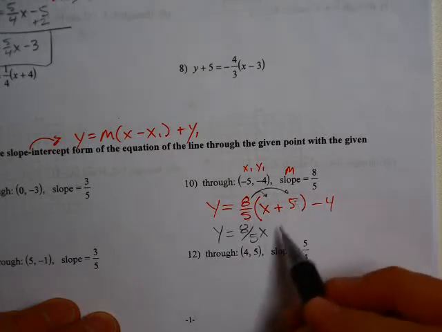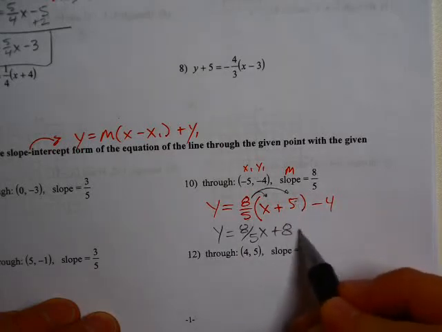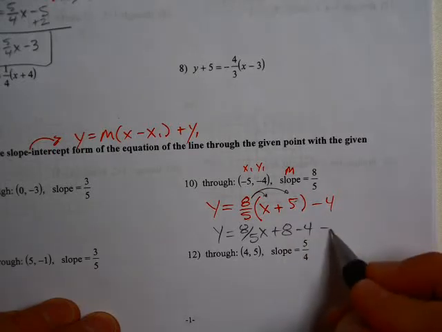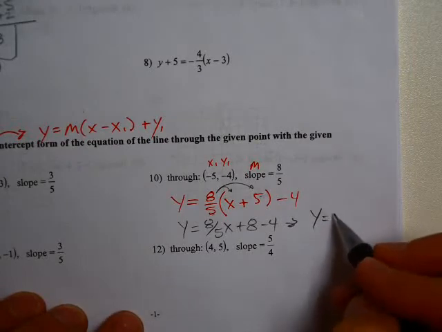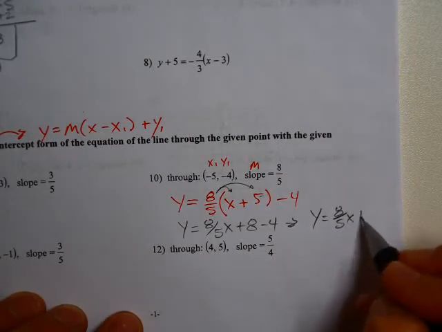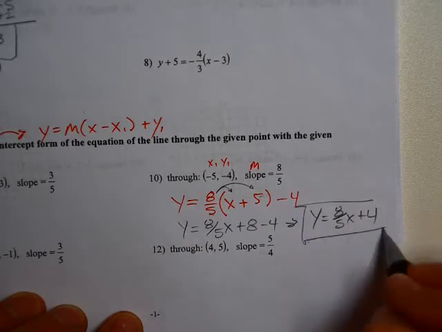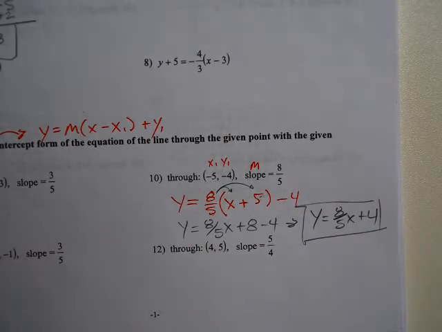5 and 5 cancel, so it's going to be plus 8 minus 4. So my final answer is going to be y equals 8/5 x plus 4. That's the slope-intercept form. Now, sadly, this doesn't cancel all the time, but here's what's going on.